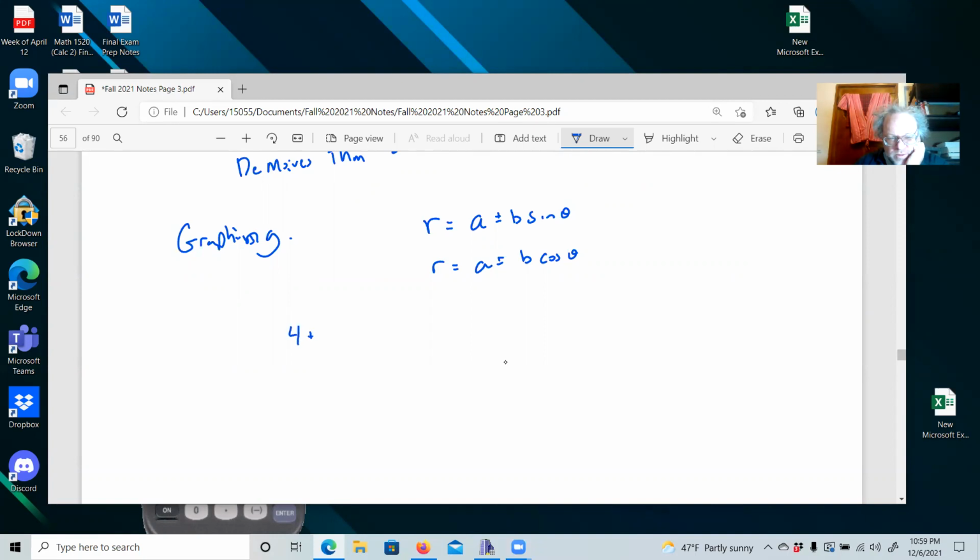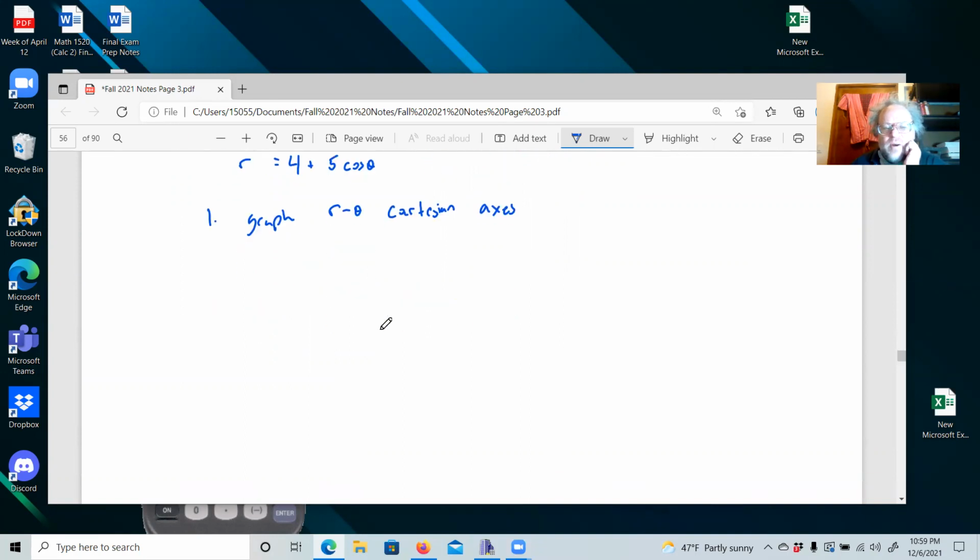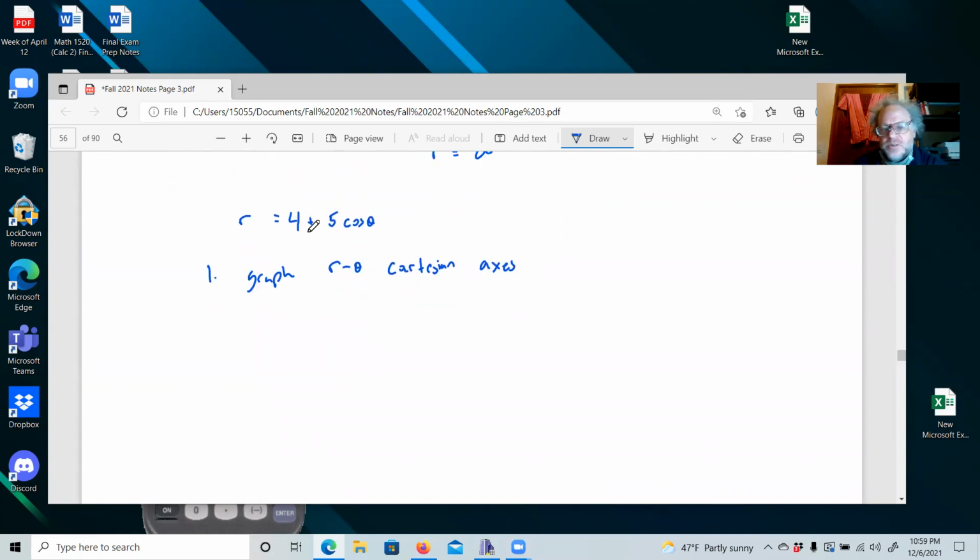4 plus 5 cosine theta. Okay, we'll start with that. So what we're going to do here, write that down a little bit here. The first set of instructions you're going to receive with this: Step 1 is to graph the function on an r theta Cartesian axis. Okay, just like the standard x and y axis you've been dealing with. All right, so all I want you to do is graph cosine. Okay, 4 plus 5 cosine.